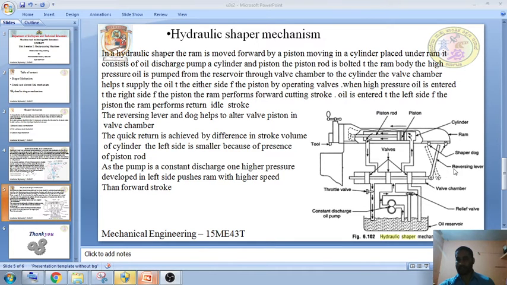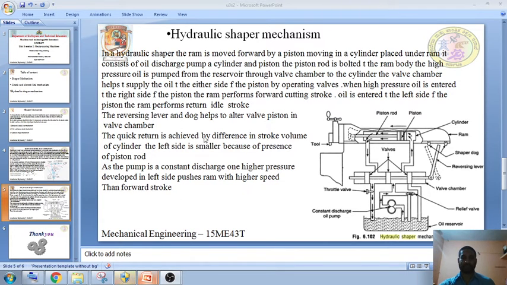The valve chamber and the reversing lever are used to change the valves in the valve mechanism. Here is the reversing lever, and the dog helps to alter the valve position in the valve chamber.